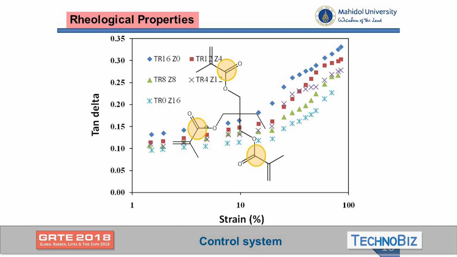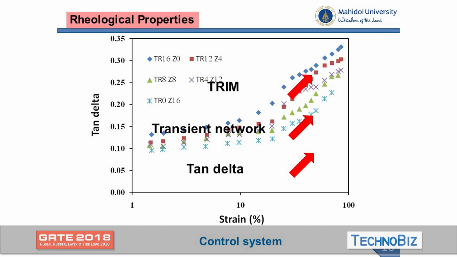By considering the chemical structure of the TRIM coagent, the TRIM coagent contains a carbonyl group, which is believed to be able to react with the silica particles. And that's why, with the increased loading of TRIM coagent, the transient network between coagent and silica also increased, and this leads to an increased magnitude of the tan delta.